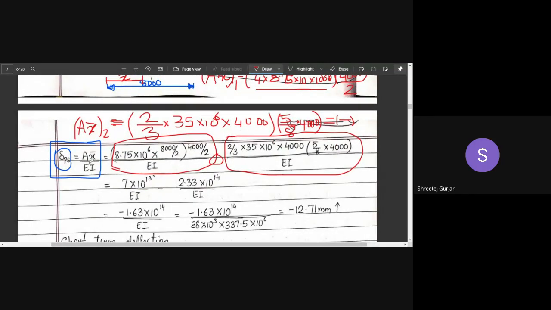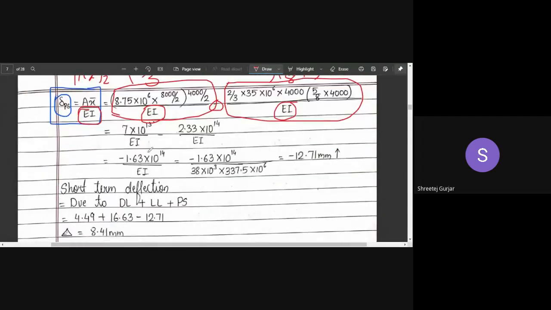Do not forget to divide by EI. That is flexural rigidity. Once you simplify all of this, you will get the total deflection as minus 12.71. Minus 12.71. Minus indicates what? Upward deflection.